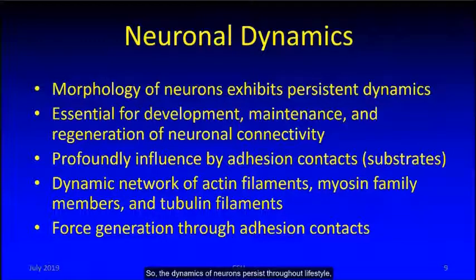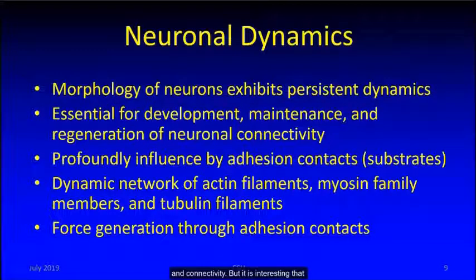The dynamics of neurons persist throughout lifespan. It starts in development and really never stops until we die. It's just different portions of neurons that show motility. The motility is absolutely vital, obviously, to develop the nervous system, and to maintain and regenerate connectivity. Adhesion, contacts to substrates or cells, has a great influence on this motility and the connectivity.